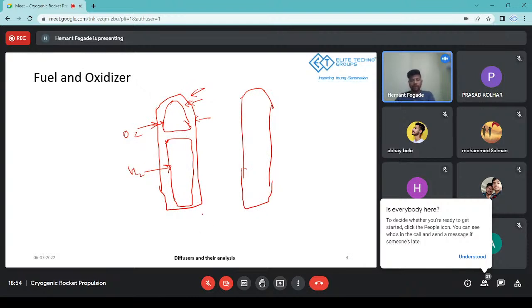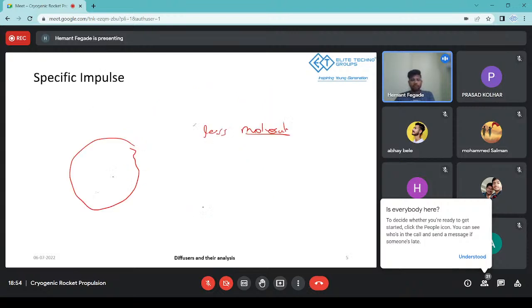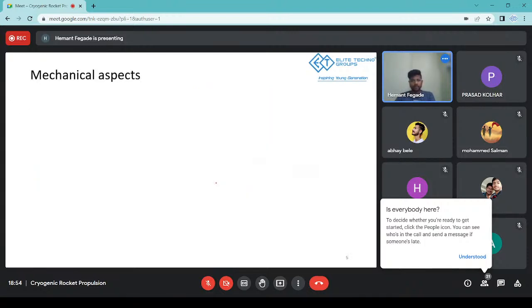Now, having seen the storage and everything, and learned about the specific impulse, let's talk about the mechanical aspects as such.